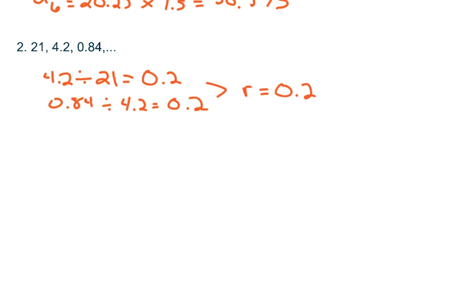So we have the first 3 terms. We need to find the next 3 terms. That would be the 4th term, the 5th term, and the 6th term, a sub 6.